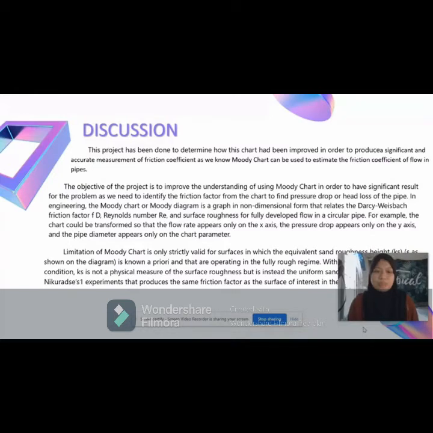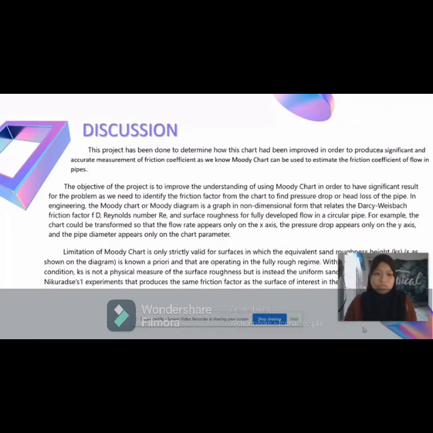Today I want to present the discussion part. Basically, this project has been done to determine how this chart has been improved in order to produce a significant and accurate measurement of the friction coefficient. As we know, the Moody chart can be used to estimate the friction coefficient of flow in pipes. The objective of the project is to improve the understanding of using the Moody chart in order to have significant results for the problem, as we need to identify the friction factors from the chart to find the pressure drop or head loss of the pipe.